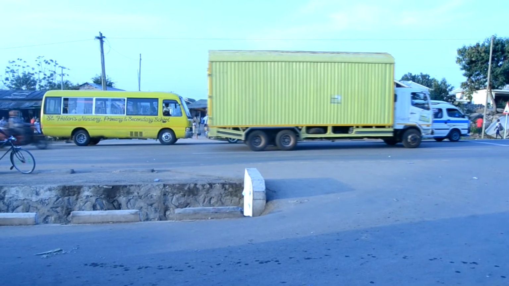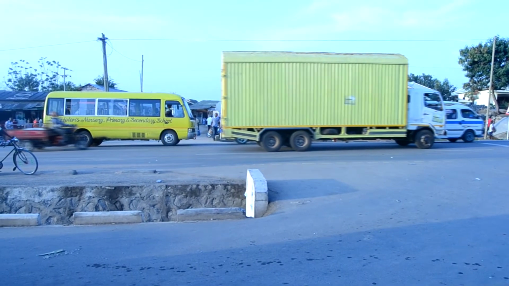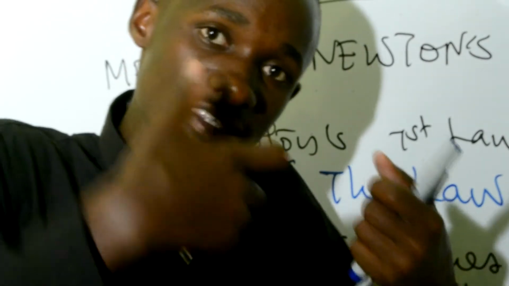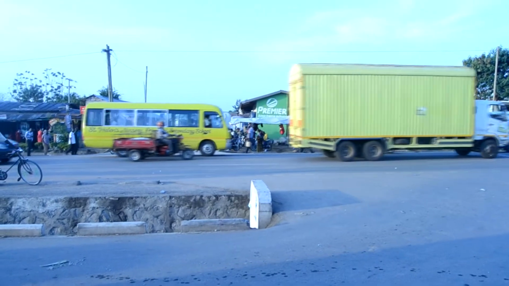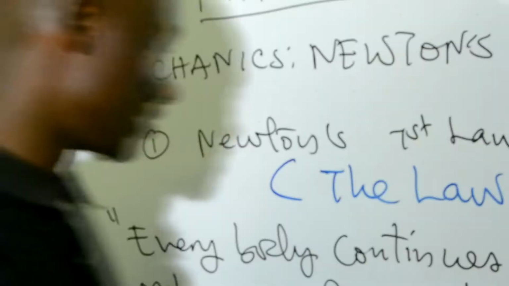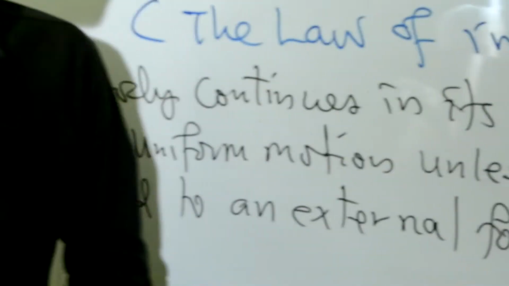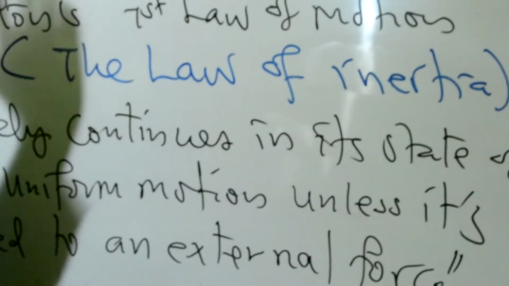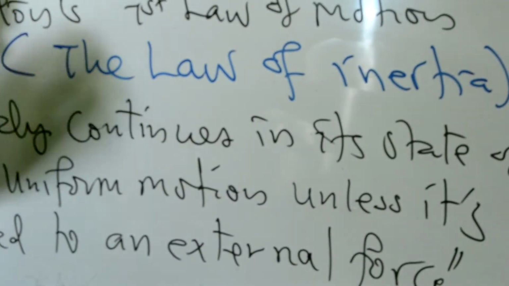Or the car, before it starts motion, will proceed to be at rest before the driver sets the car in motion. This is Newton's first law of motion, or the law of inertia. Now, why is Newton's first law of motion known as the law of inertia? And what is inertia?